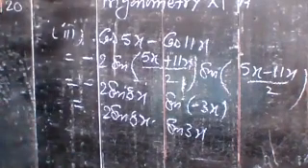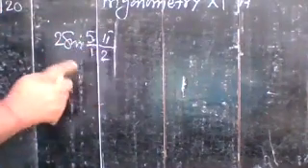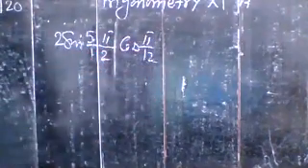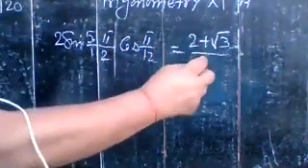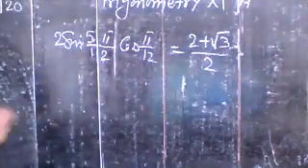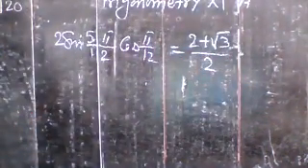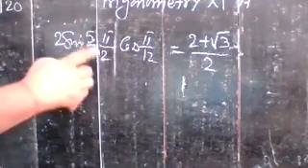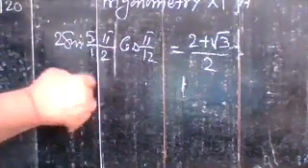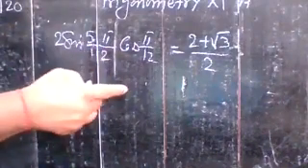Prove that 2 sin 5 pi by 12 cos pi by 12 is equal to (2 plus root 3) upon 2. You have to prove this identity.